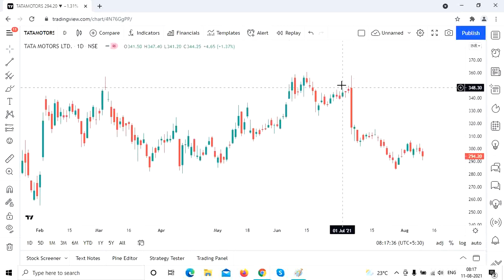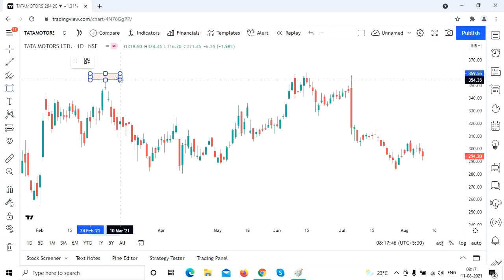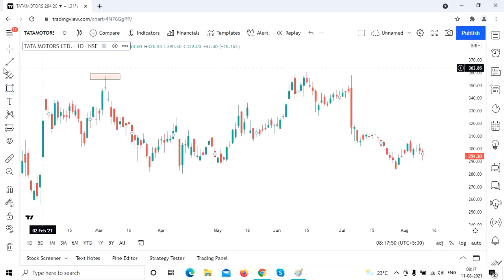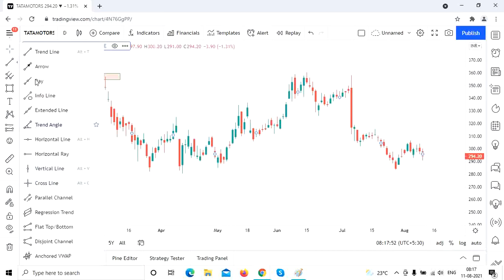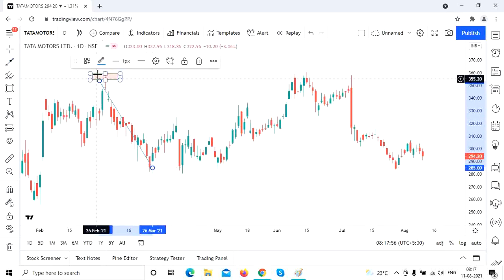Now when I say look left on this price action, what do you see here? See, in March 21, when Tata Motors reached a price level of 350 to 360, what has happened? The price has come down from that level.